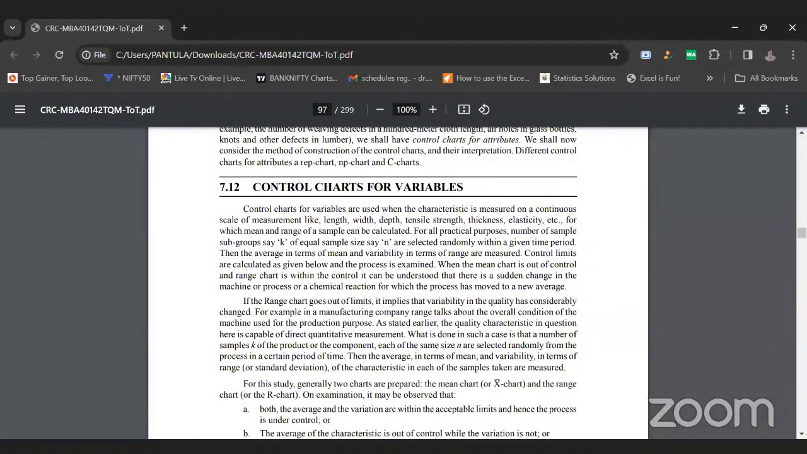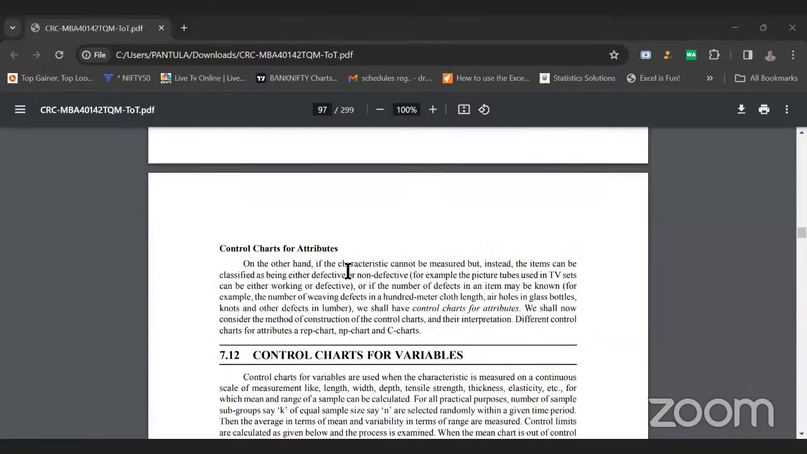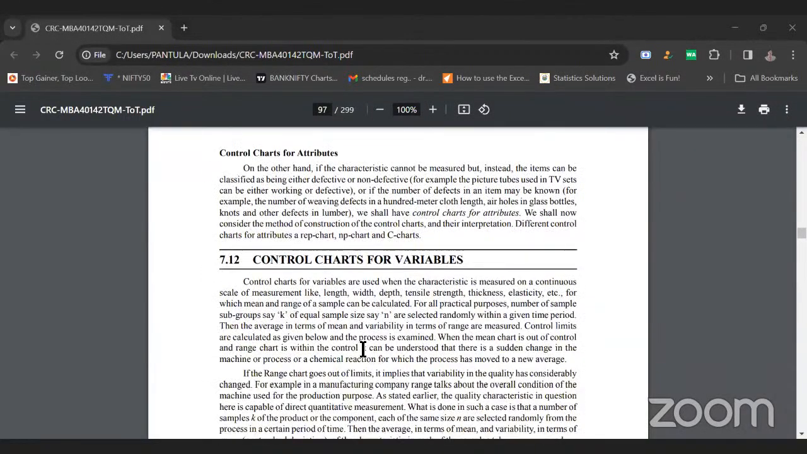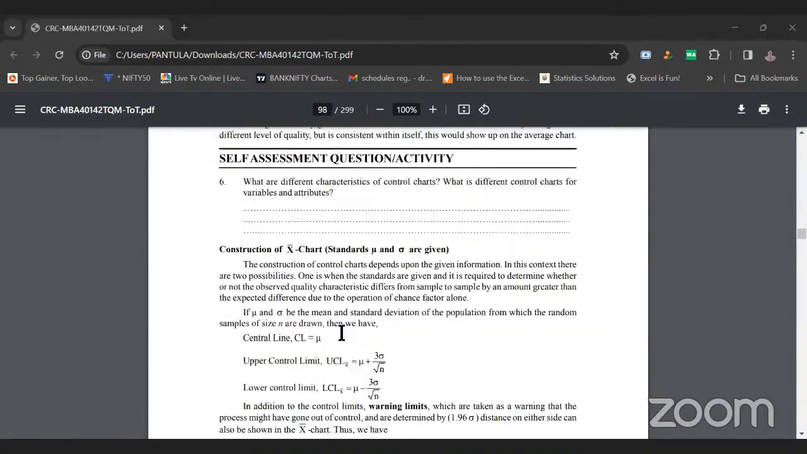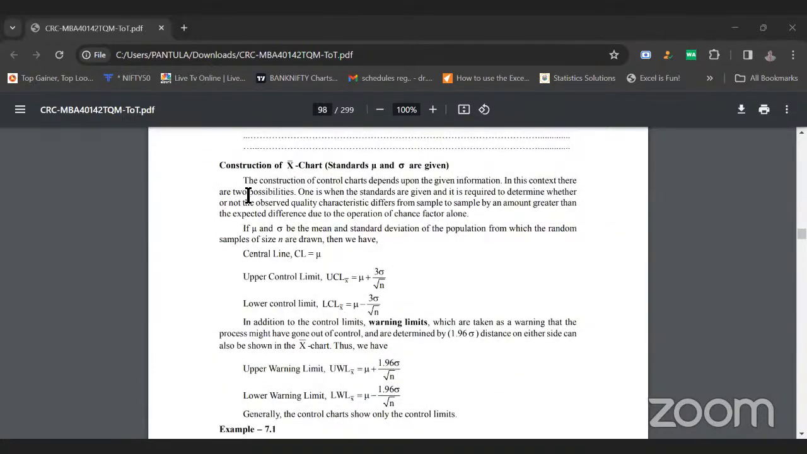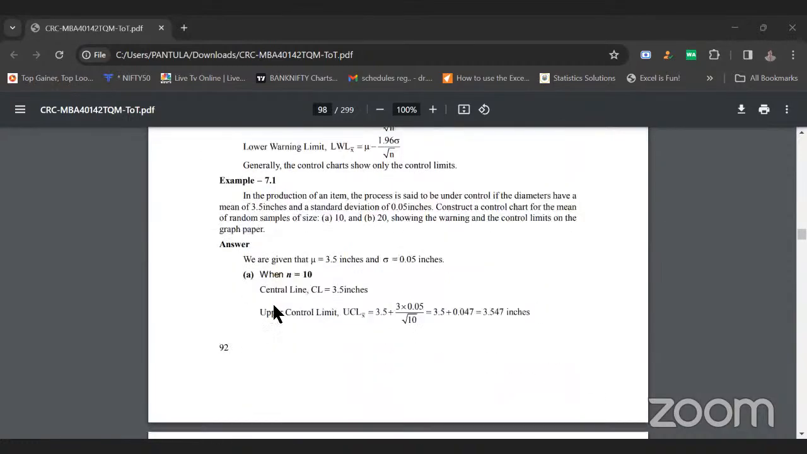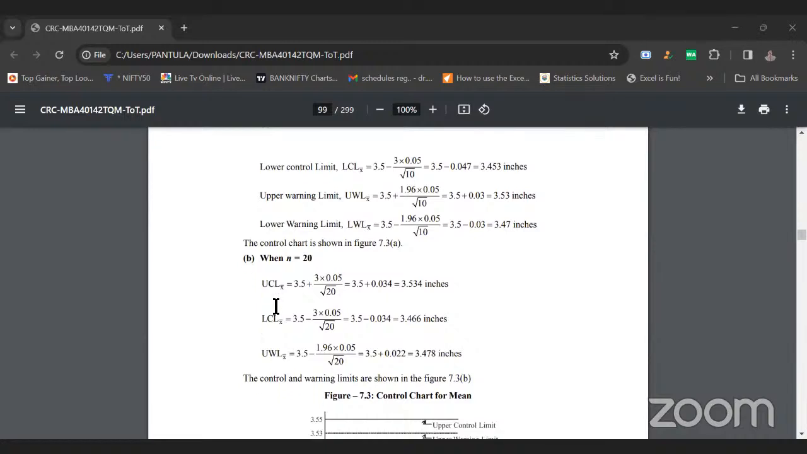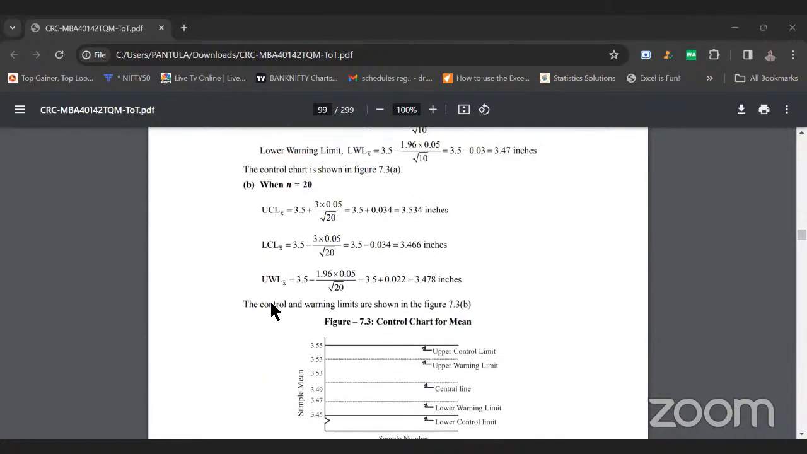For control charts for variables, we started the construction of the X bar chart. In the X bar chart we have standard deviation and mu, and we have seen the relation for the calculation of the central line, upper control limit and lower control limit.